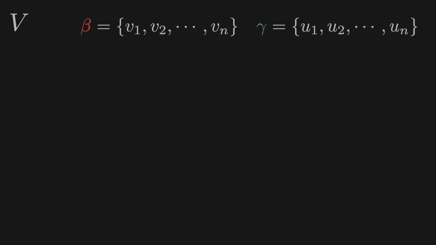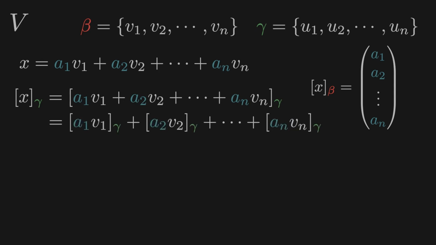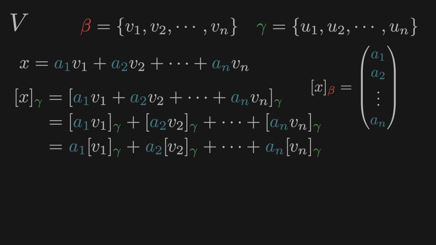Suppose we have a vector space V with two bases, beta and gamma. Let x be a vector in V. Let x equal a1 times v1 all the way up to an times vn. So its coordinate vector with respect to beta will be a1 up to an. Now, we need to find the coordinate vector for x in gamma. This will equal the coordinate vector for a1 times v1 plus all the way up to an times vn. Now, using the property we proved earlier, we can split this up. Using the second property, we can take the scalars out of the coordinate vectors.